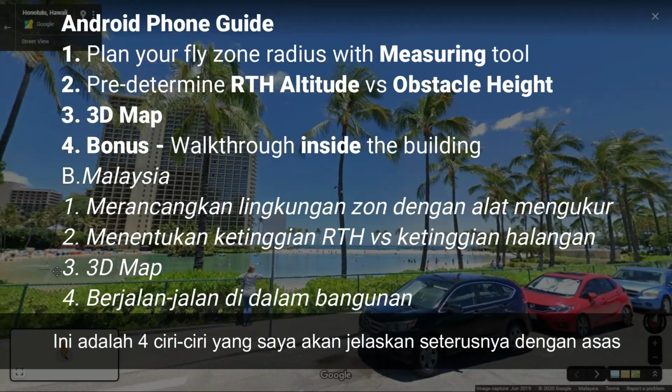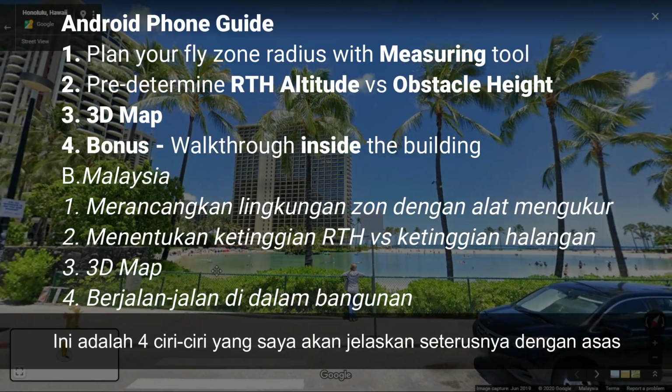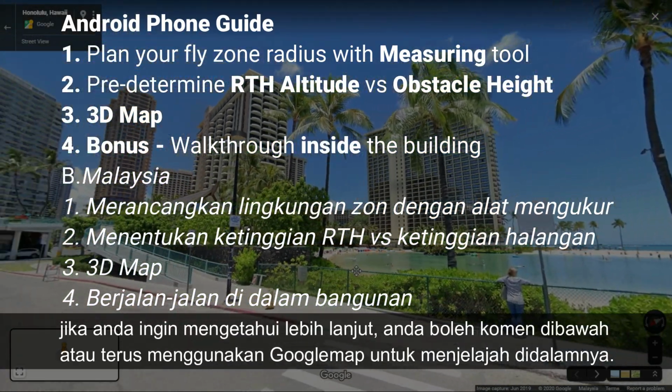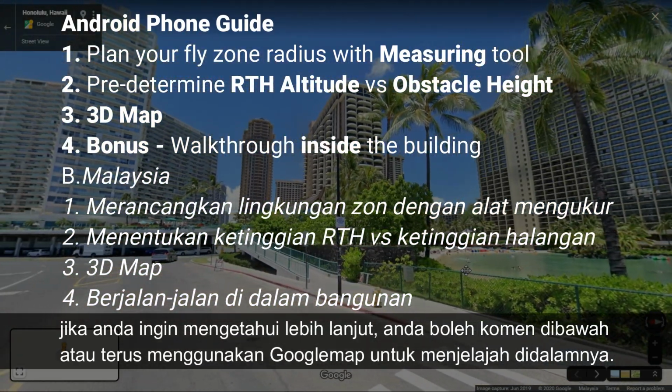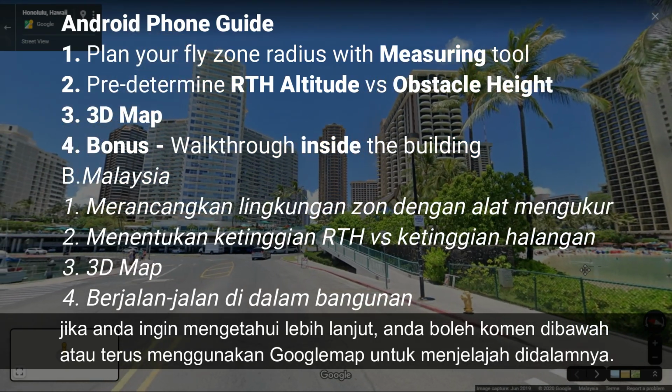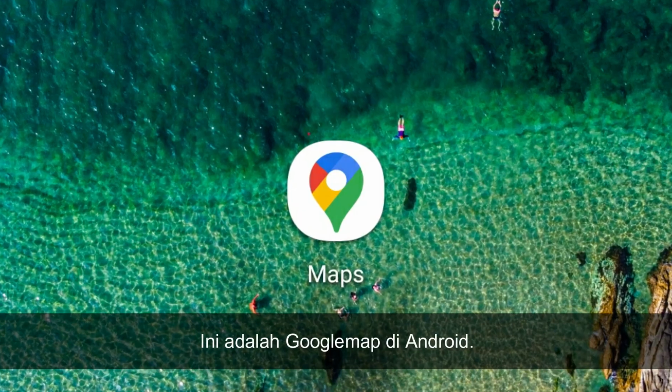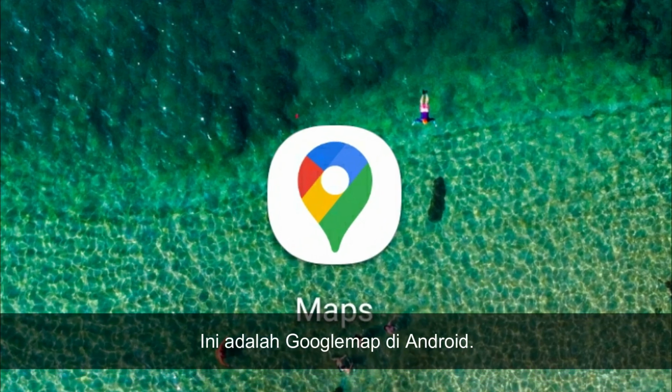These are the 4 points that I will cover in basic only. If you want to know more, you can leave your comment below or just open up Google Map and explore around. It's a fun thing to play. This is how the Google Map looks like in an Android phone.